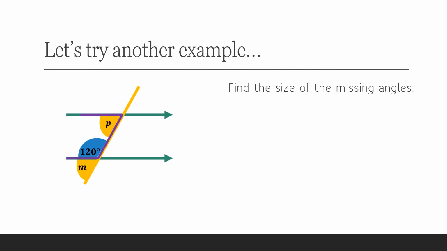How can we find M? M and P are corresponding angles, and we learned those types of angles in the first video. Corresponding angles are on the same side of the transversal in the exact same position on the parallel lines. So it means if P is 60 degrees, M is also 60 degrees. Why? Because it's corresponding.